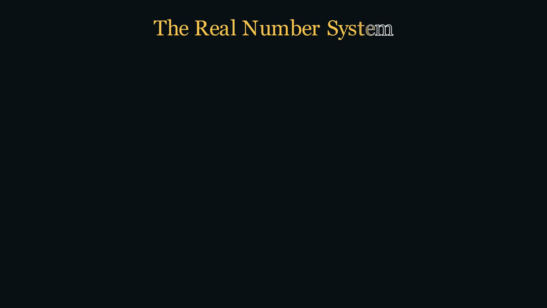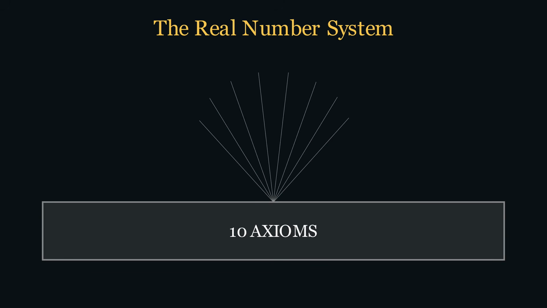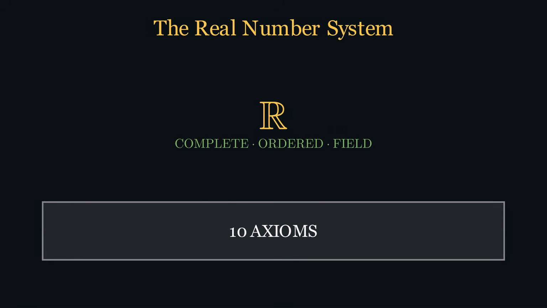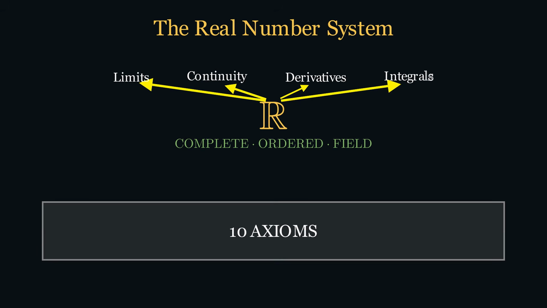The real number system rests on 10 axioms. From these axioms emerge arithmetic, order, integers, primes, rationals, irrationals, supremums, and completeness. The real numbers form not merely a collection of symbols, but a complete mathematical structure with well-defined properties and relationships. Every subsequent topic in analysis, limits, continuity, derivatives, integrals, builds on this foundation. The real number system provides the rigorous basis for all of mathematical analysis.